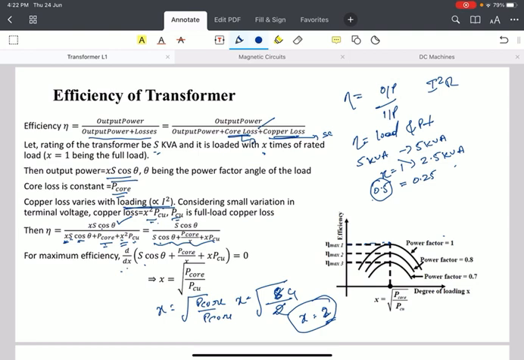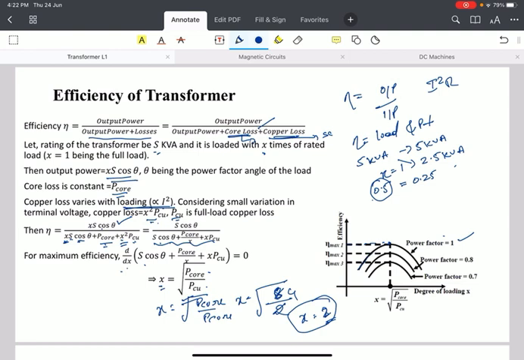Okay. So for example, I am explaining to you. The maximum efficiency of the transformer will be when X is equal to the square root of core loss divided by copper loss. And I also told that transformer efficiency also depends on the power factor. So when the power factor is unity, 1, the efficiency is higher.